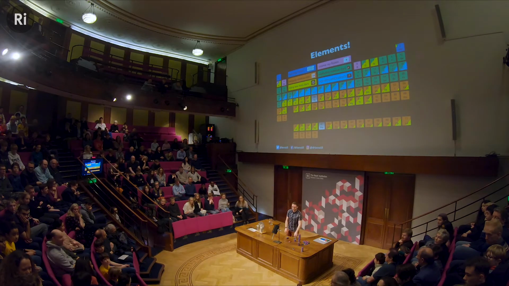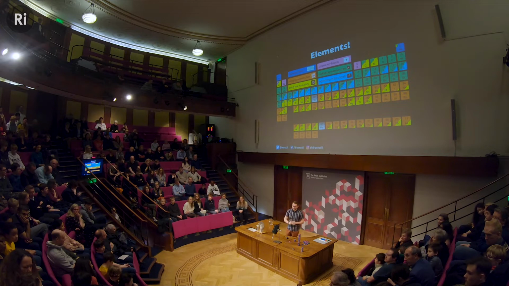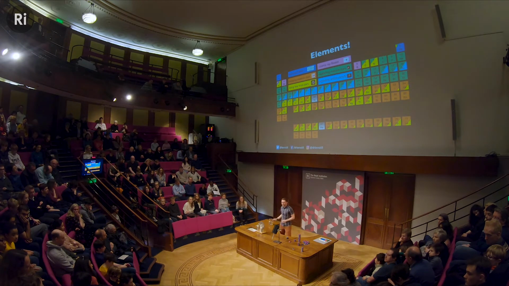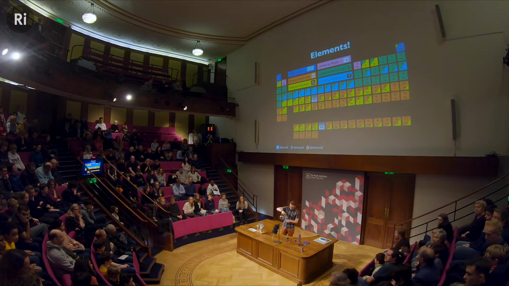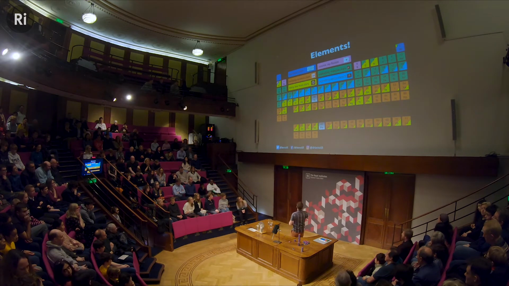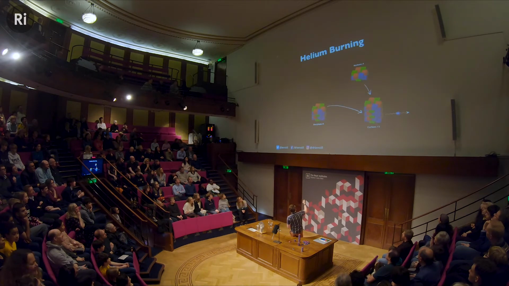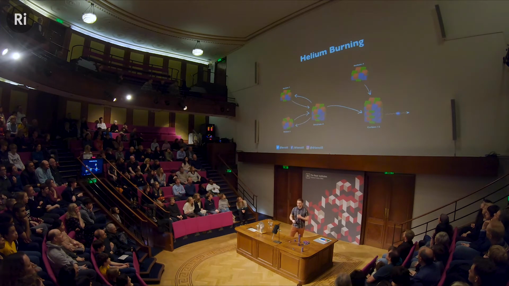My second one, with carbon, I know there's the triple alpha process with 3 helium atoms. What's the difference between that and the other process? All right, nicely spotted. What I was showing was actually the triple alpha process.